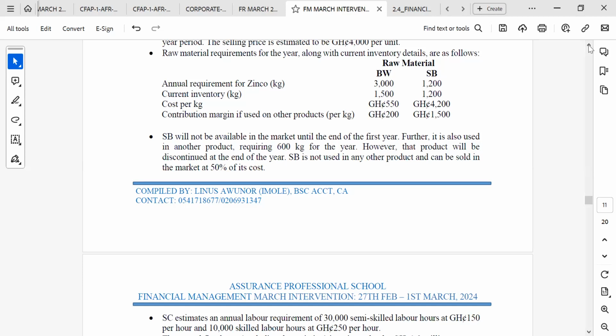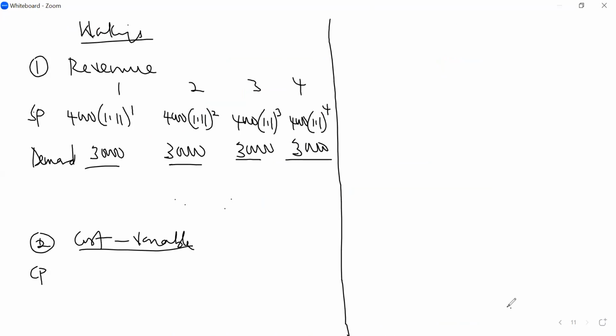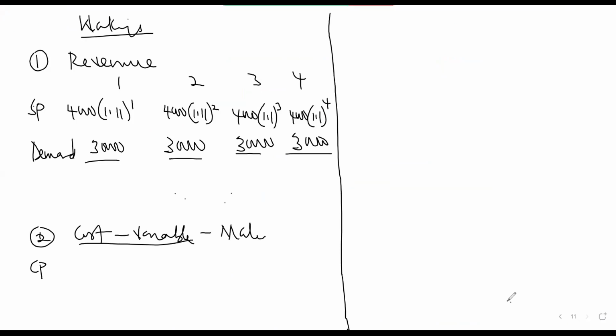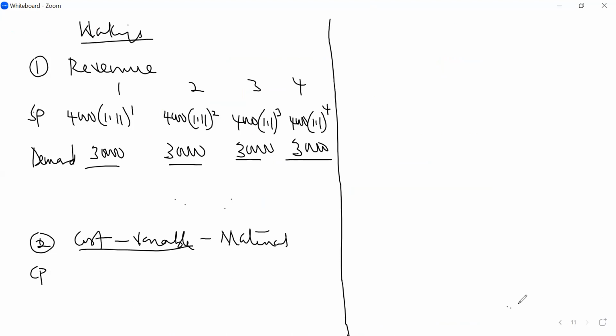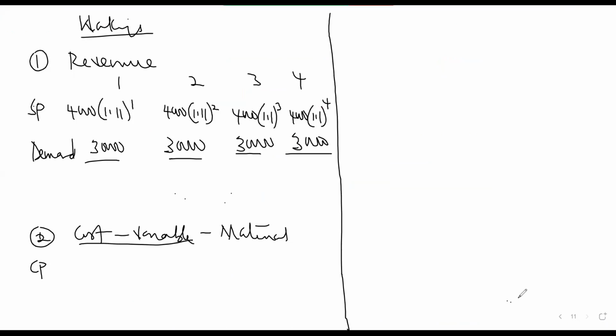What is the material cost for the BW? So let's calculate it one by one. Okay, so what is the material cost? The material cost for, okay, let's calculate the revenue first. Then we send the revenue there. We know that we are done. Okay, what are we having?